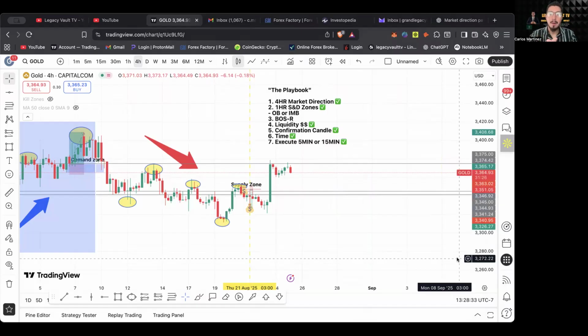We went over market direction, supply and demand zones, support and resistance levels, order blocks and imbalances, break of structure and retest, liquidity, confirmation candles, time, and now, in the last video, we're going over execution on the 5 minute or 15 minute. We covered it a little bit in the last video.